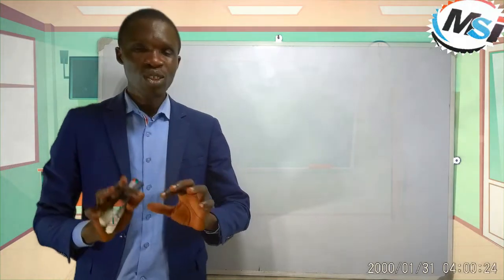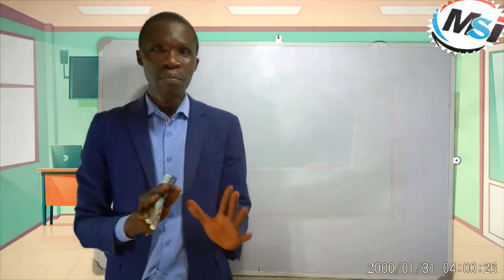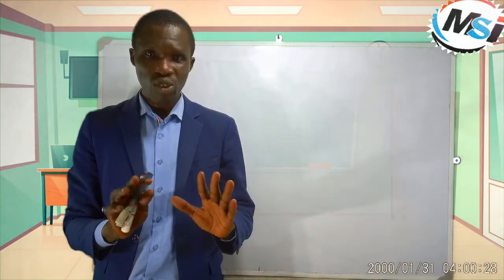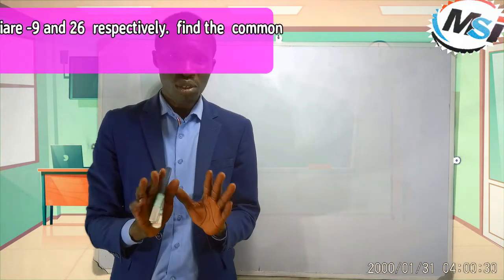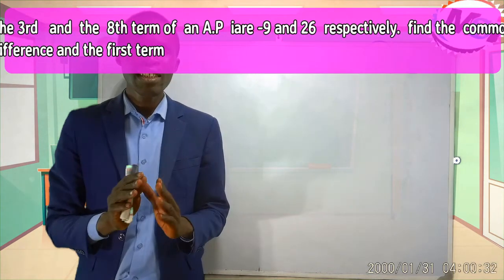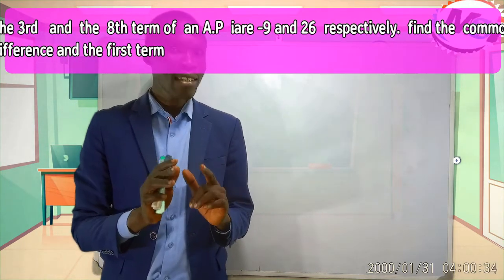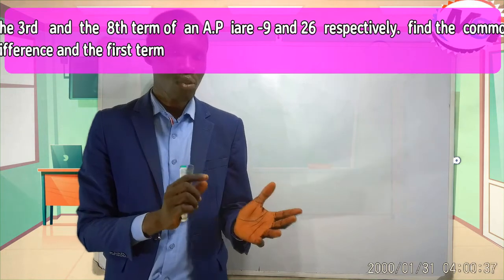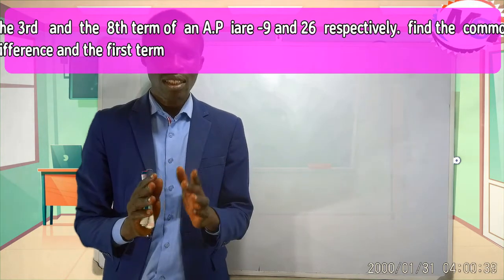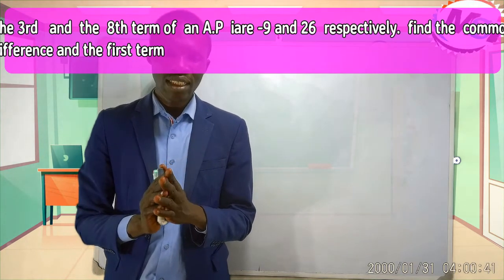Today we solve more questions on AP, which is arithmetic progression. Now let's take a look at this question together. The third and eighth terms of an AP are -9 and 26 respectively. Find the common difference and the first term.